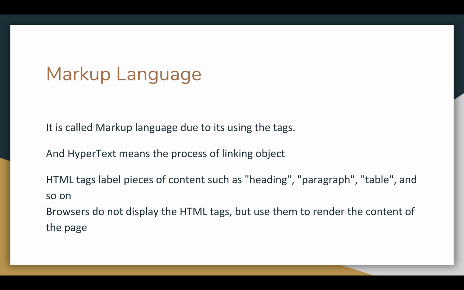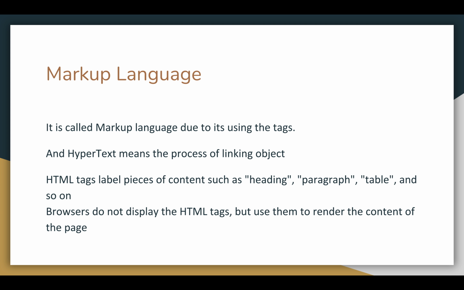It is called a markup language because it uses tags. And hypertext means the process of linking objects. HTML tags label pieces of content such as heading, paragraph, table, and so on. Browsers do not display the HTML tags, but they use them to render the content of the page.